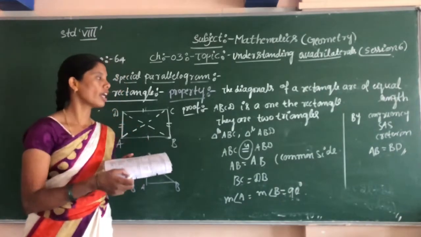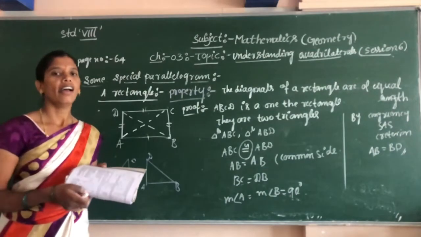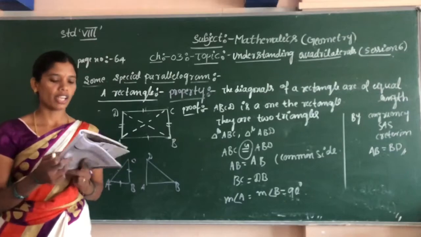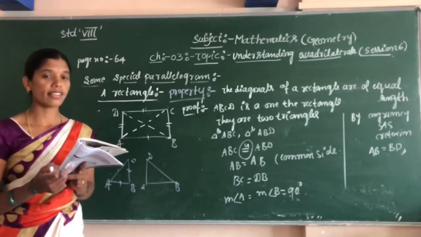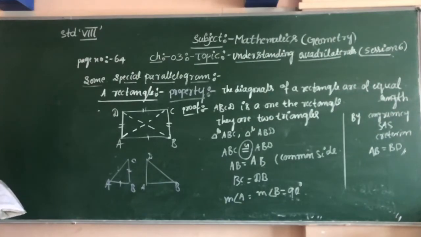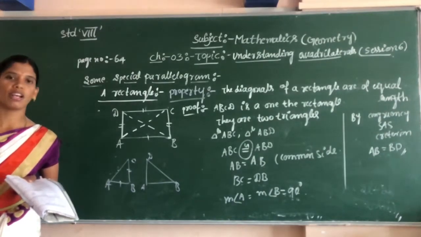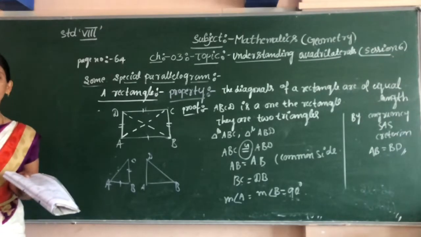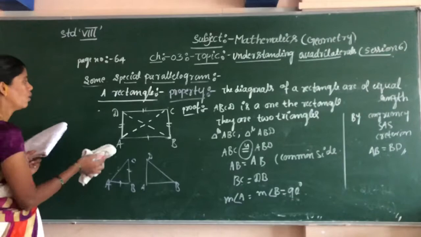Okay, children. This is the property for the rectangle. Have you understood this? Now next we shall go to the example for the rectangle. The rectangle is very simple now. We see many things shaped like a rectangle, such as the desk.